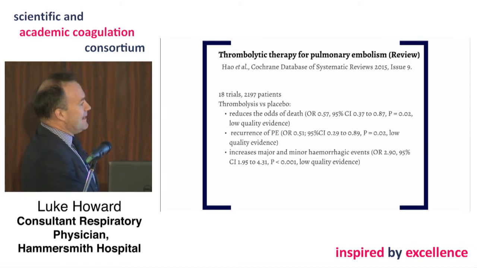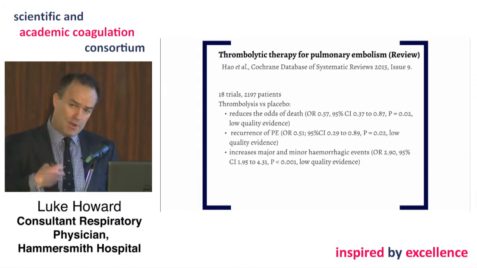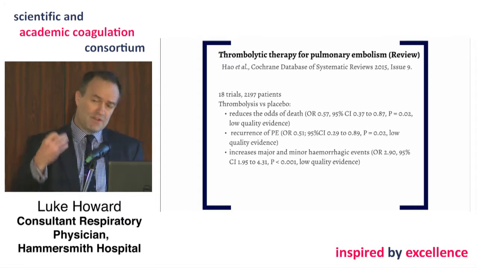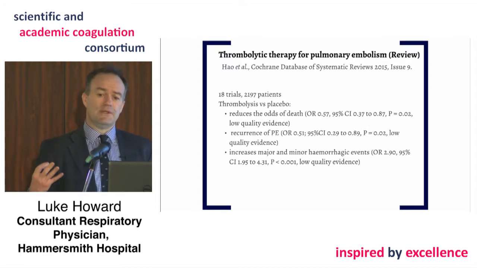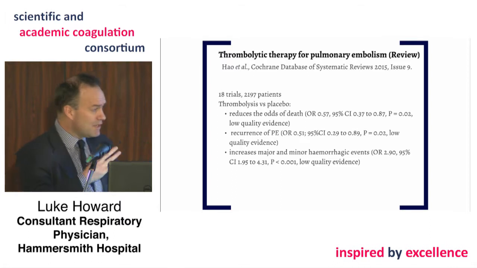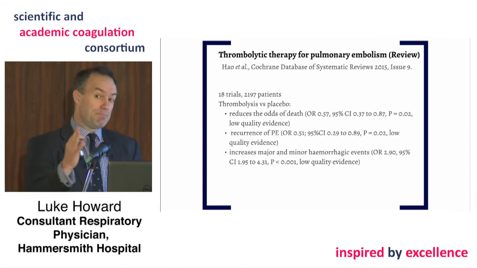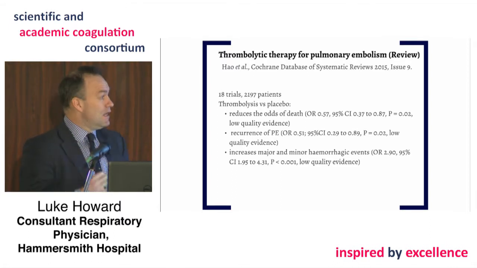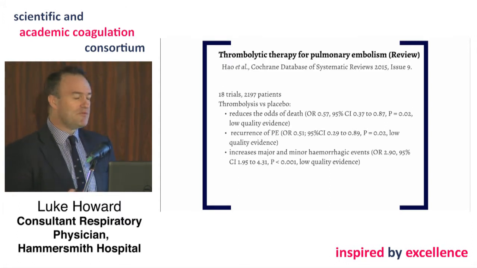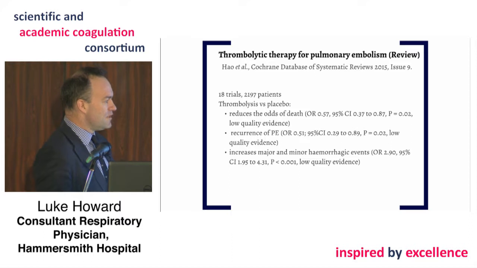Anyway, 2,000 patients, odds ratio 0.47, recurrence of PE is down, but there's an increased risk of major and minor hemorrhagic events. And that was the problem with the PEITHO study. A lot of the patients, not a lot, but a significant number of patients developed intracranial bleeding. And if you look at it, actually, they were largely the patients over 65. So if you take patients under 65 and you thrombolyze them, the risk of major bleeding is significantly reduced.